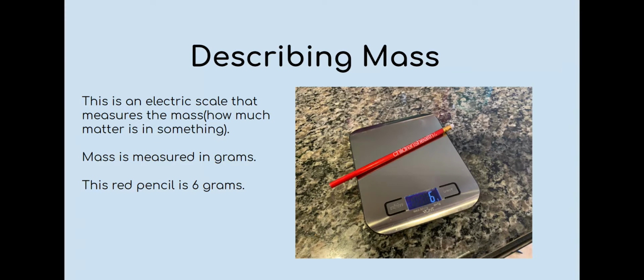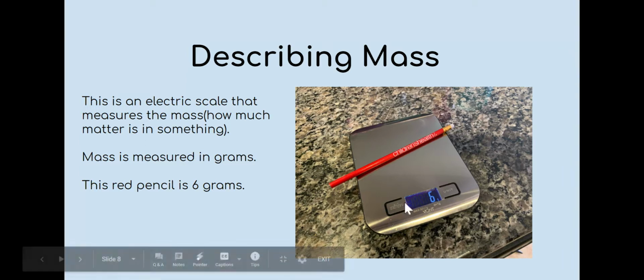Describing the mass. This is an electric scale that measures the mass, how much matter is in something. Mass is measured in grams. So this pencil is 6 grams, which we just say 6G. See the little G there?